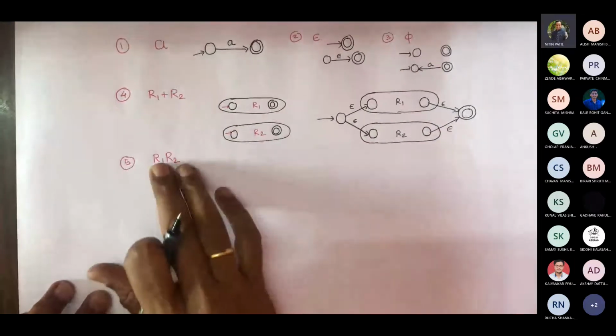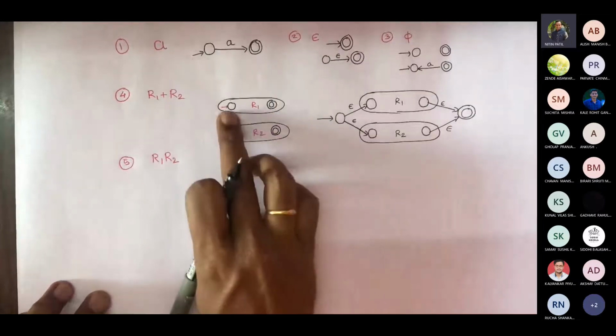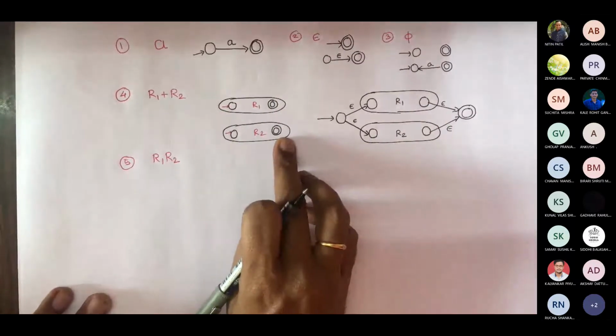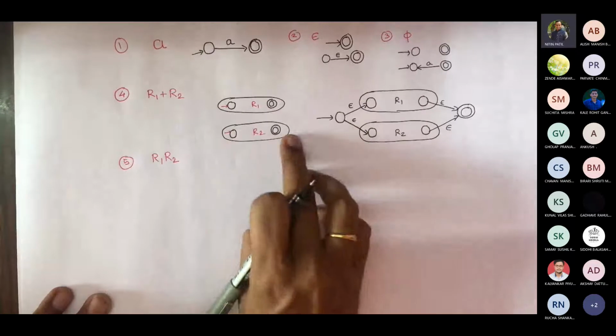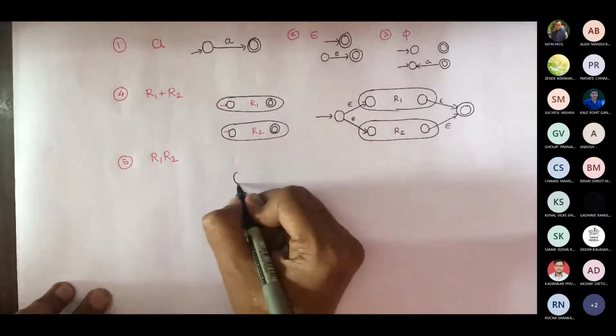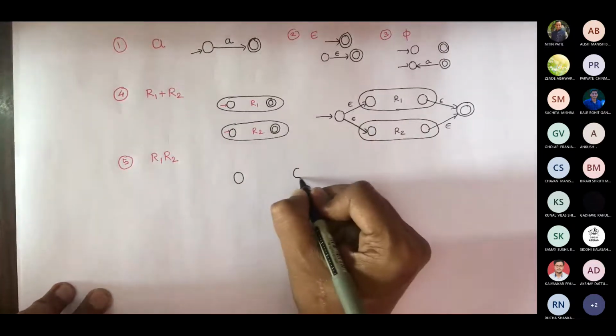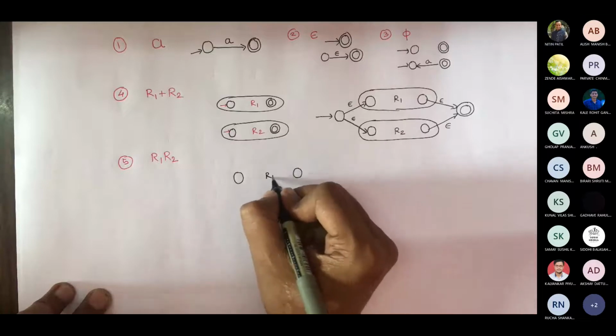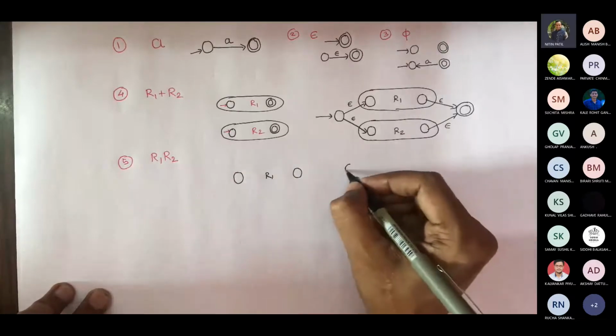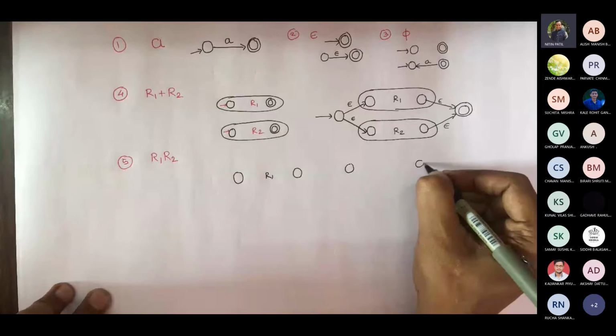So let me work out now with R1 R2. Again similar. And now I'm not drawing this R1 R2 right now. So this was R1, this was R2. Initial, final, initial, final. Now what is to be done? This initial, this final of R1. Now concatenation. So that's why initial and final.